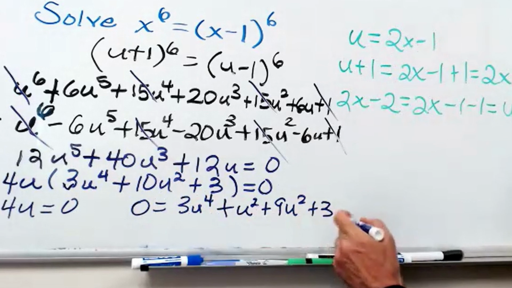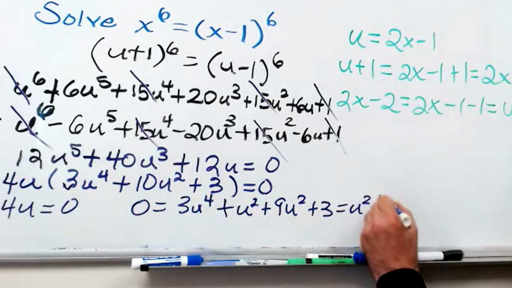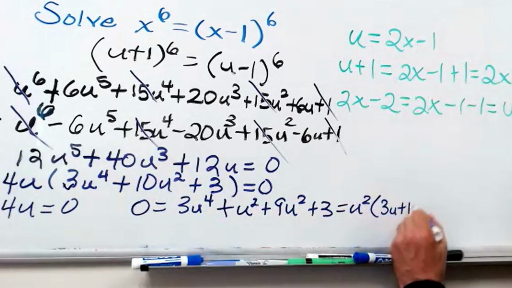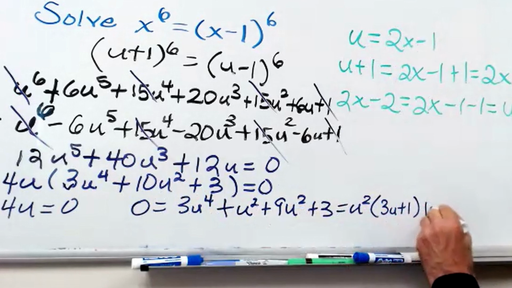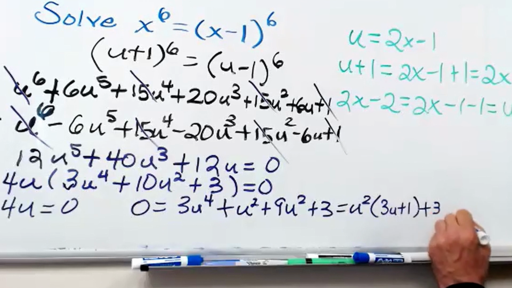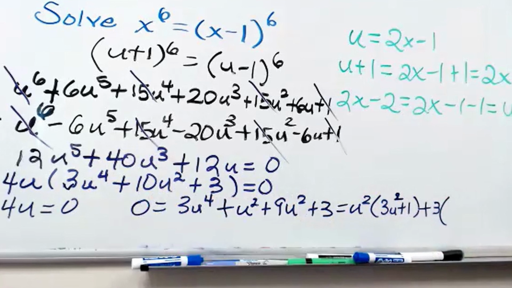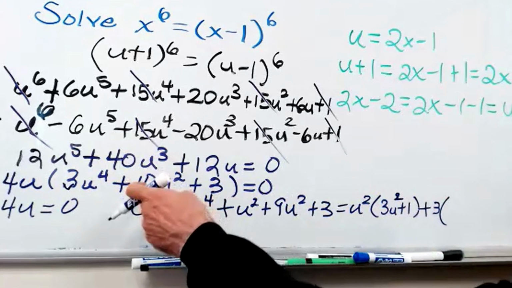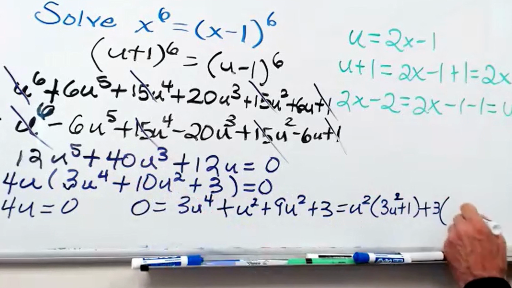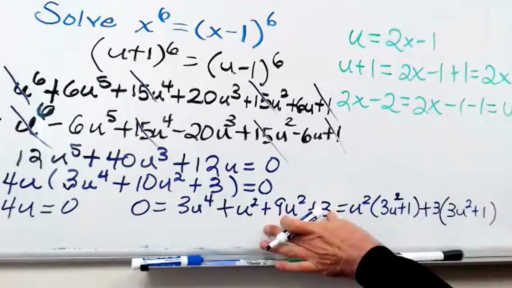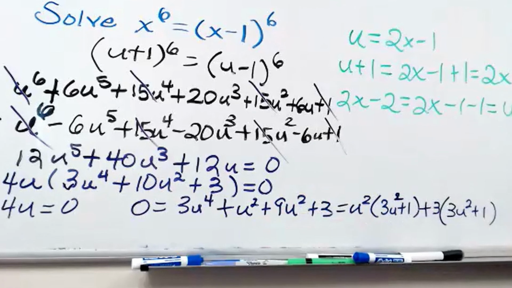Factor out a u squared here. And here, factor out a positive 3. Oh, forgot a u squared there. Okay, so factoring out a positive 3. Because I picked the right pair, the 1 and 9, both have the same product as 3 times 3, positive 9, but also add up to that coefficient of the middle term, positive 10, then 3 times the quantity 3u squared plus 1 takes care of the 9u squared plus 3.